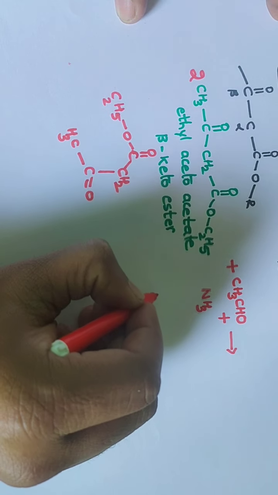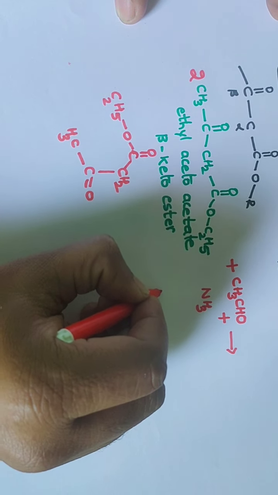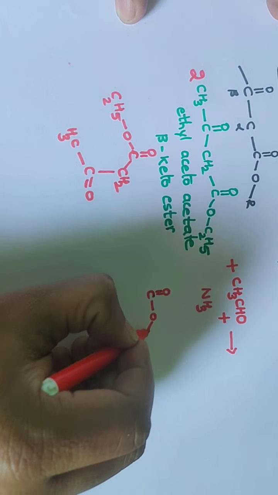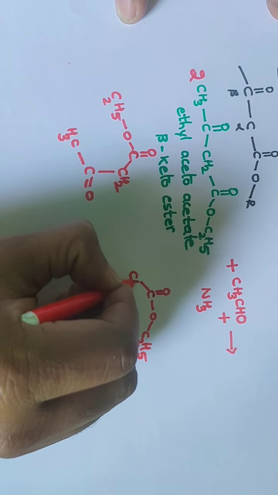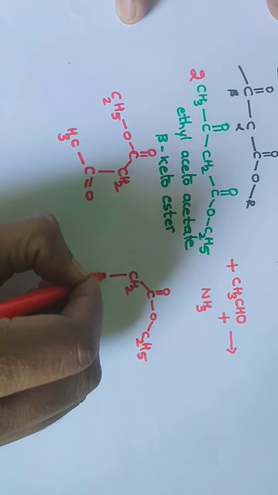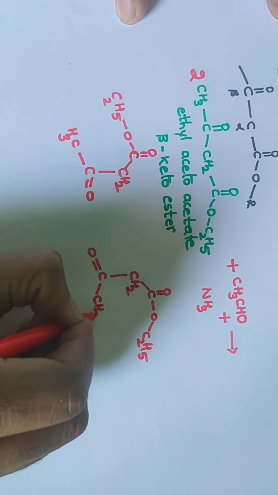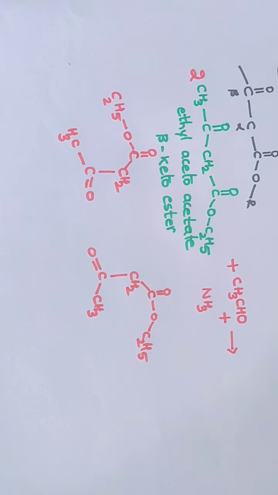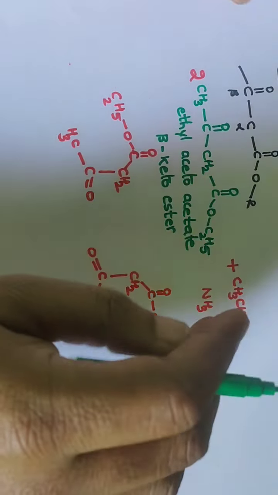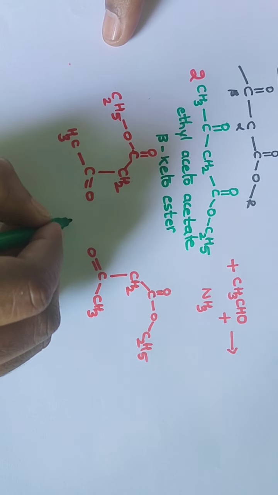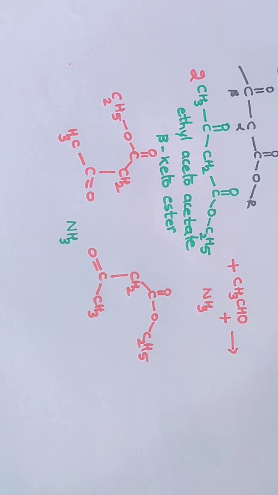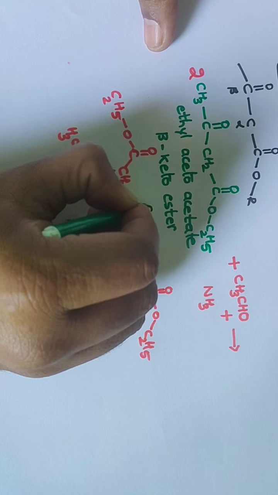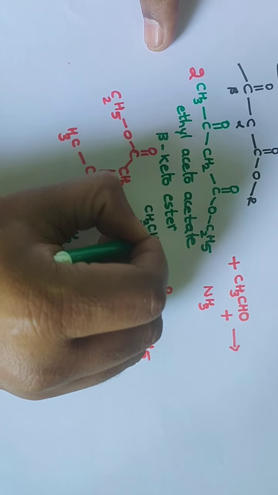Another molecule I will write the same way: C double bond O, OC2H5, then CH2, C double bond O CH3. This is another ethyl acetoacetate molecule, right? Then acetaldehyde and ammonia. Then we have the acetaldehyde molecule, CH3CHO.